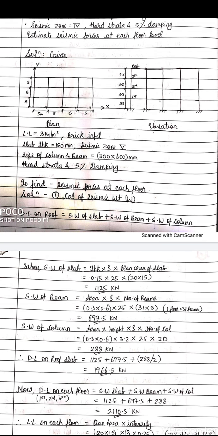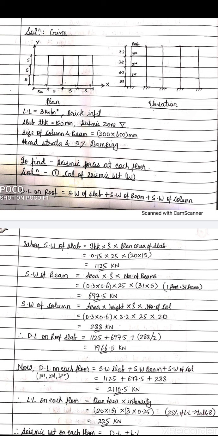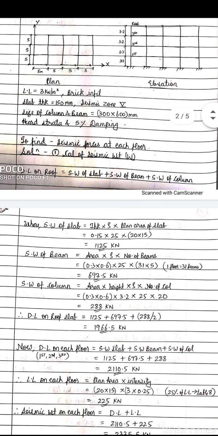So let us first find out the self weight of the slab. Self weight of the slab is given by thickness into density, and here we have to find out the self weight for the entire floor. So remember this thing, we are finding out for the entire floor. So thickness into density into the entire floor area, the plan area of the slab. Thickness is 150 mm, so 0.15, let us consider density as 25 kilonewton per meter cube, and the plan area is 20 by 15. This will give us the total self weight of the slab on the entire plan. So we got the self weight of the slab.